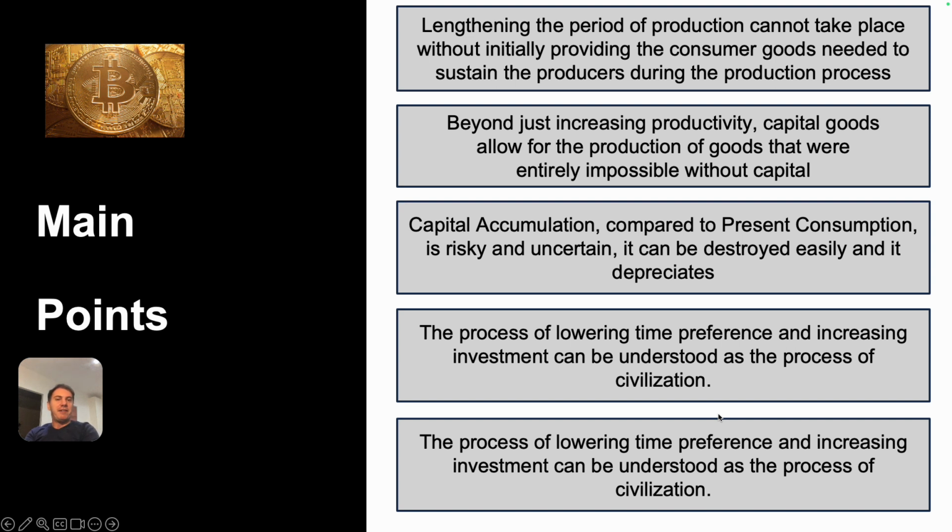So, after also the savings fallacy, let's summarize the main important points, which for me are these. First, lengthening the period of production cannot take place without initially providing consumer goods needed to sustain the producers during the production process. Second, beyond just increasing productivity, capital goods allow for the production of goods that were entirely impossible without capital. Third, capital accumulation compared to present consumption is risky and uncertain. It can be destroyed easily and it depreciates. Finally, the process of lowering time preference and increasing investment can be understood as the process of civilization.